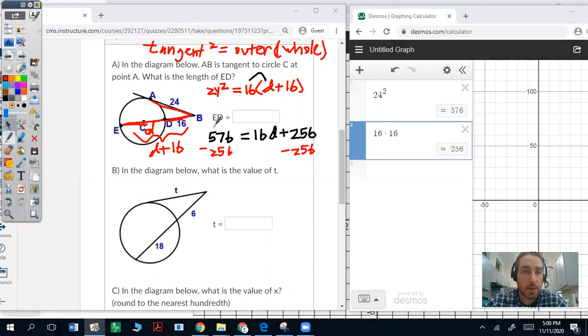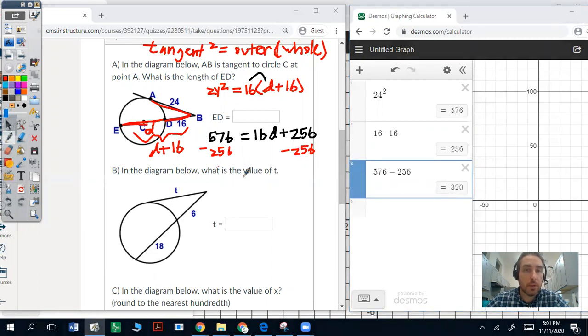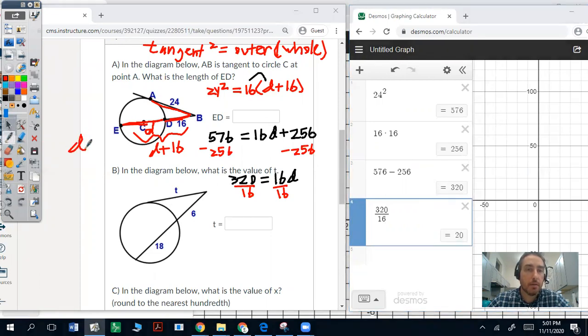So 576 minus 256 is 320. So 320 is equal to 16d. And then divide by 16 to get your diameter. 320 divided by 16 is 20. So it turns out your diameter in this problem ends up being 20.